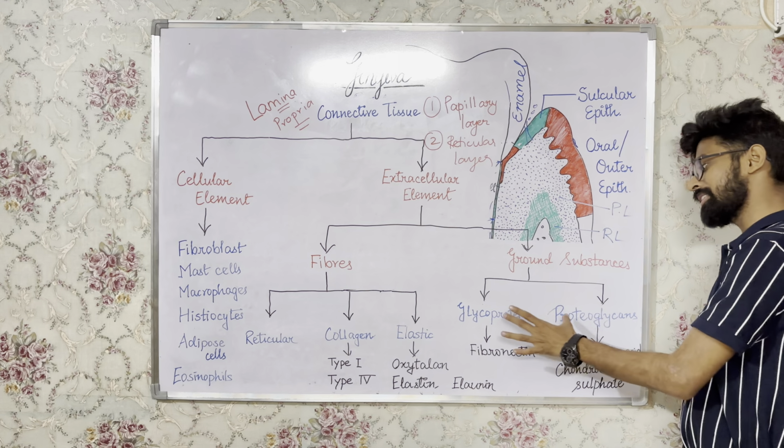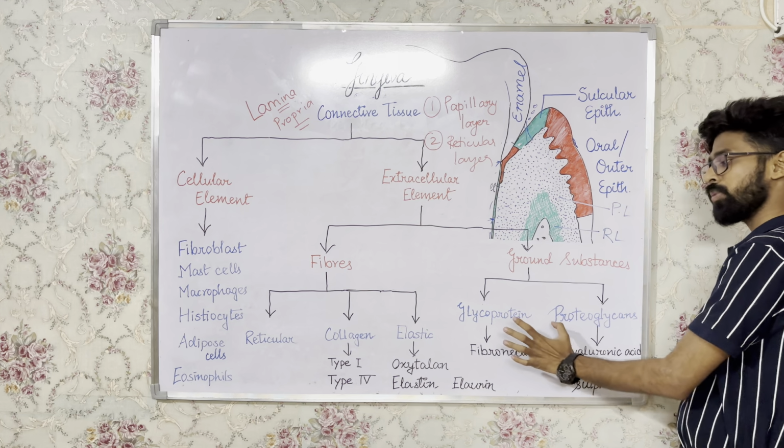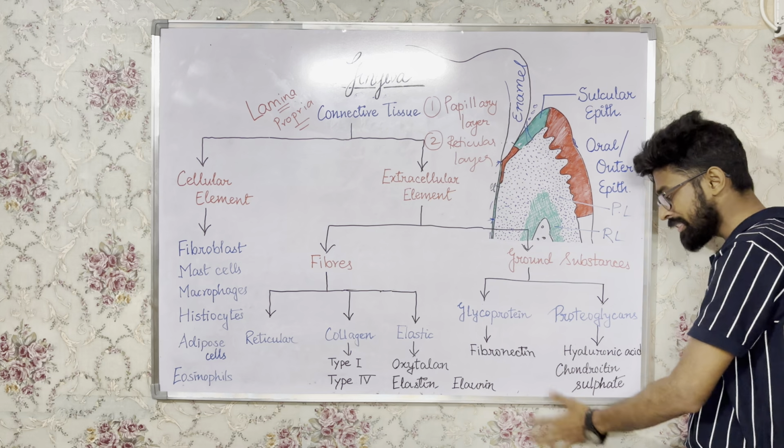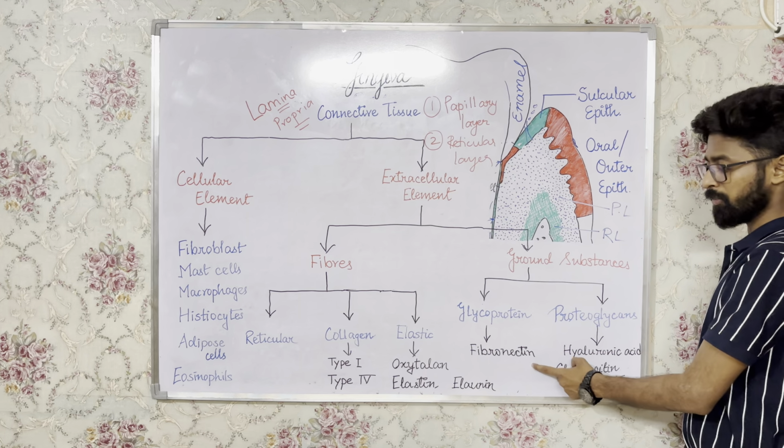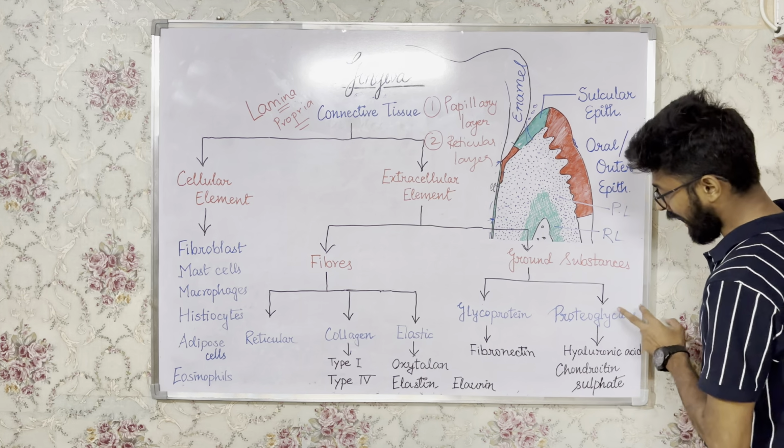Coming to the ground substance, you can see there are 2 types of ground substance. One type is the glycoproteins and the other is the proteoglycans. Under glycoprotein you will write fibronectin. Under proteoglycans you will write hyaluronic acid and chondroitin sulfate.